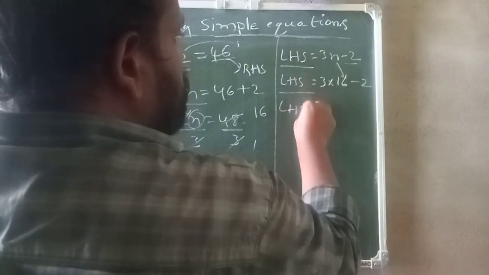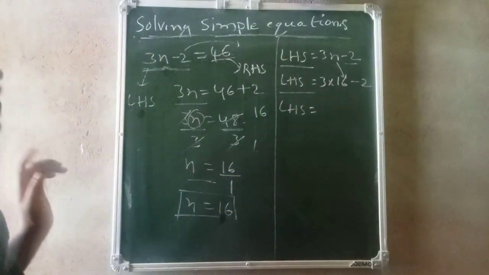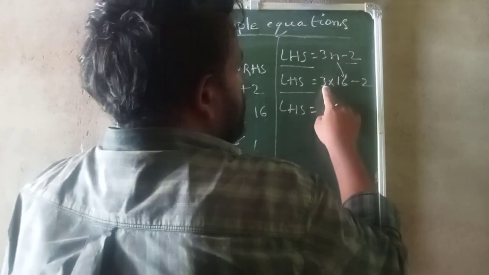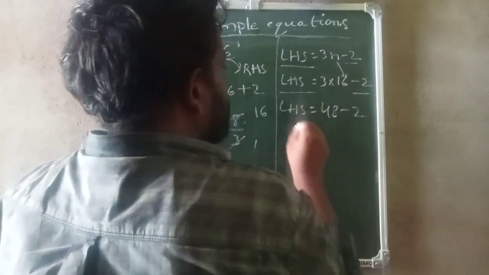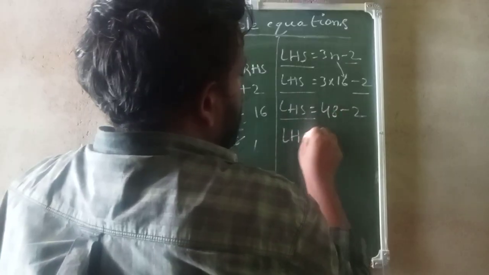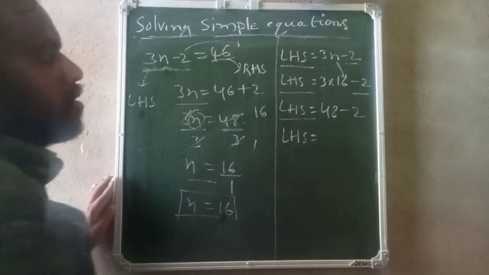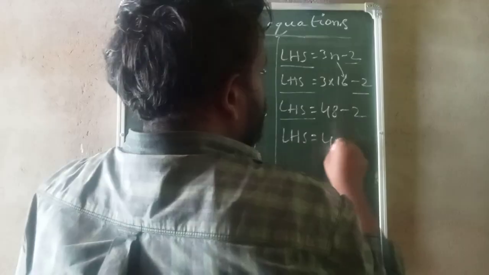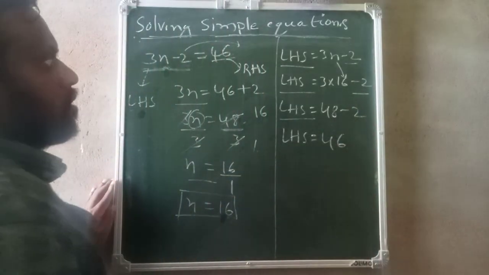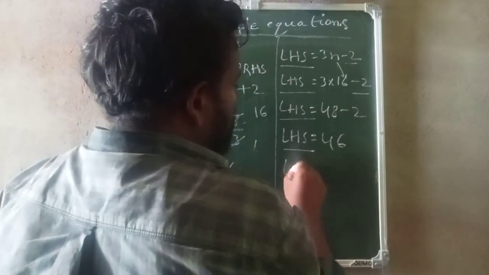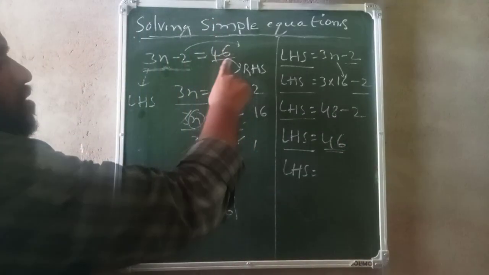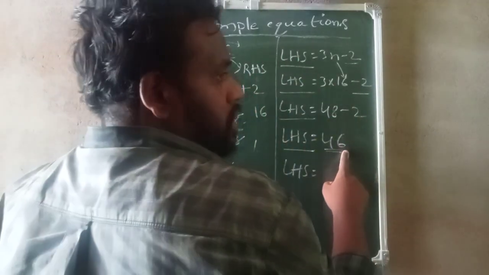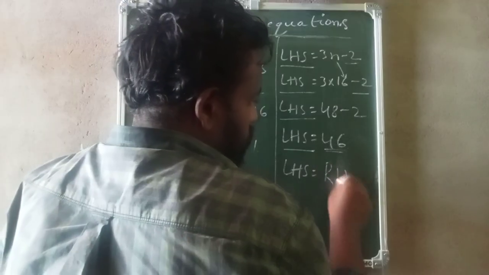Next step, LHS is equal to 3 into 16, 3 16s are 48. This minus 2 write as it is. Next, write this LHS is equal to, now 48 minus 2 is 46. Okay, next step, write this LHS is equal to 46. I said 46 is RHS. So in place of 46, I will write RHS.